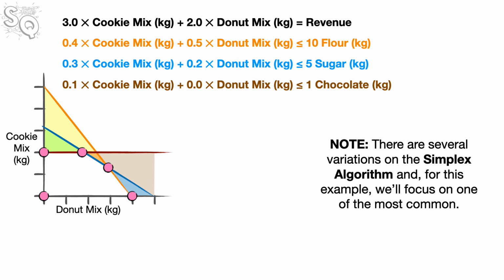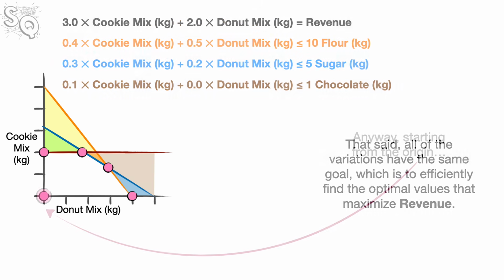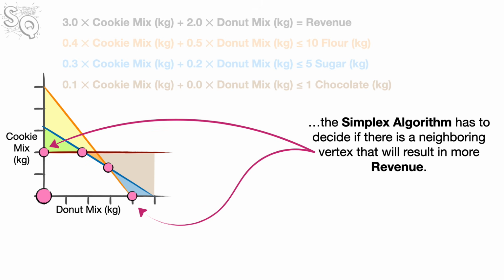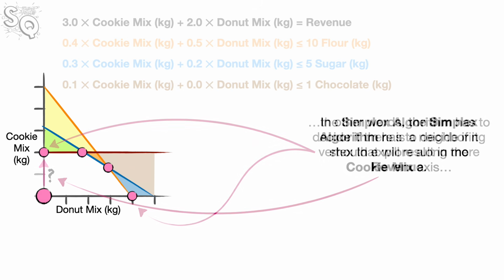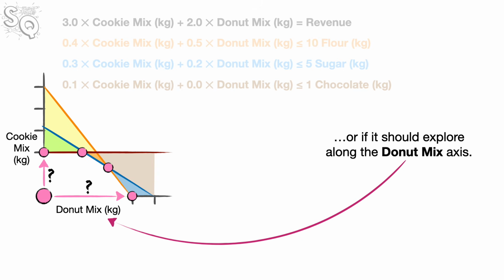Note, there are several variations on the Simplex Algorithm, and, for this example, we'll focus on one of the most common. That said, all of the variations have the same goal, which is to efficiently find the optimal values that maximize revenue. Anyway, starting from the origin, the Simplex Algorithm has to decide if there is a neighboring vertex that will result in more revenue. In other words, the Simplex Algorithm has to decide if it should explore along the cookie mix axis, or if it should explore along the donut mix axis.